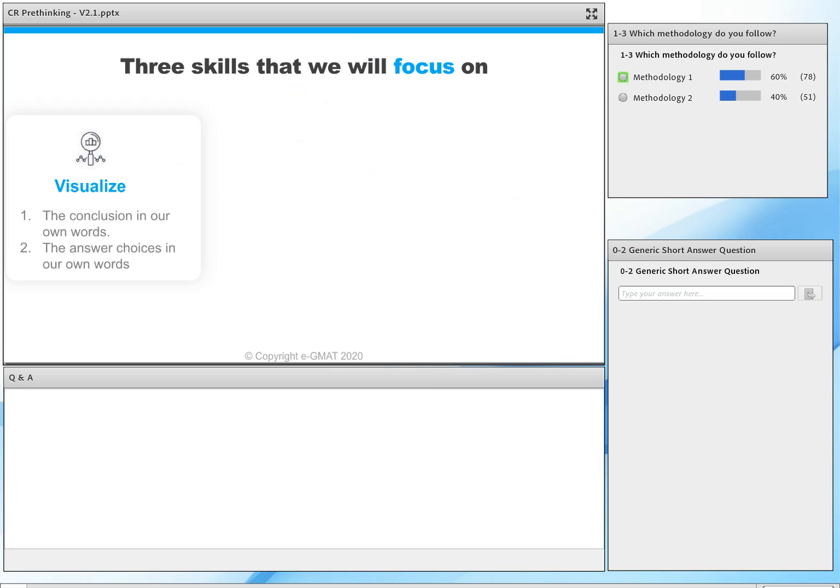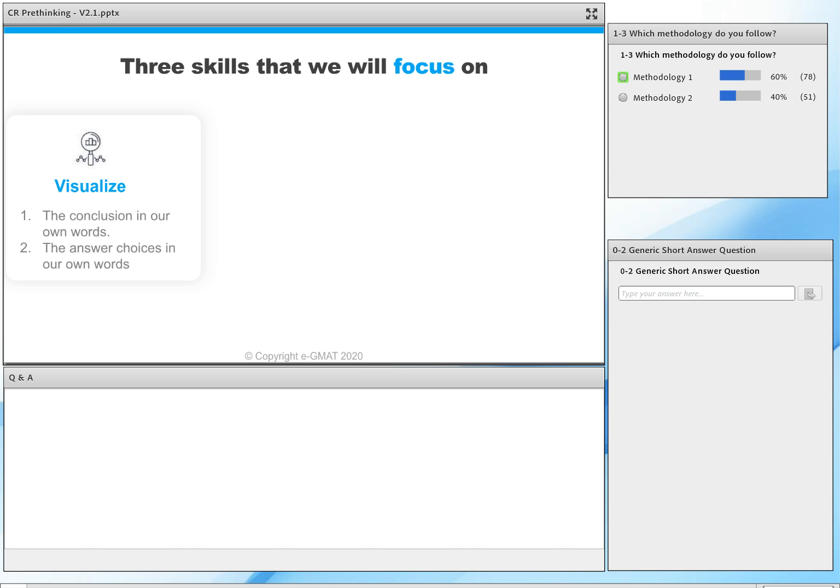Now, pre-thinking isn't a silver bullet. It's not going to just improve your ability. Pre-thinking needs to be combined with certain core skills, and once you have those skills, you'll find that your ability in CR goes up tremendously, and you learn more with every CR question that you solve.